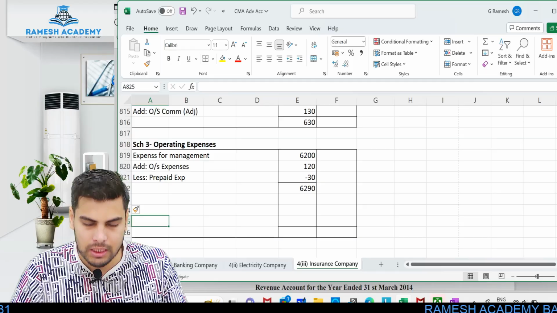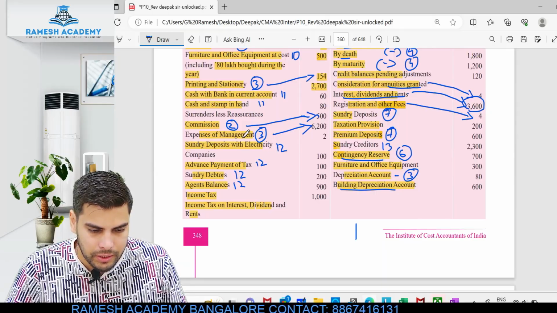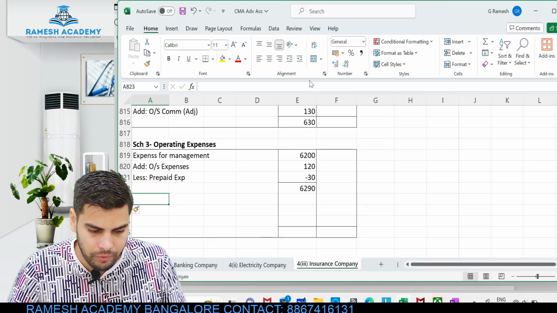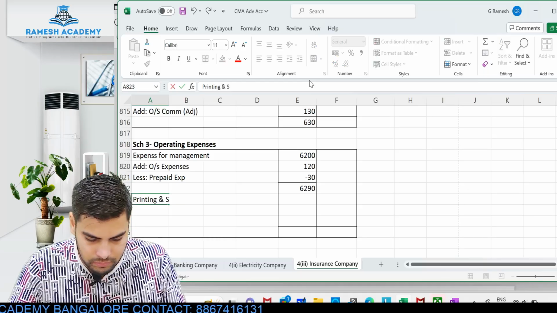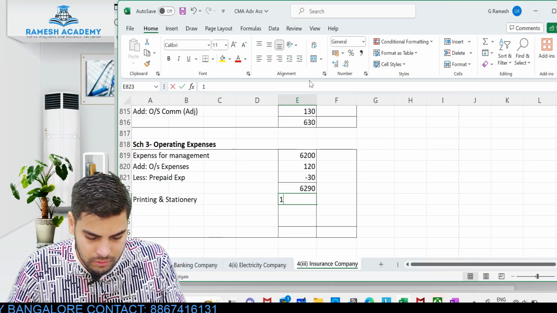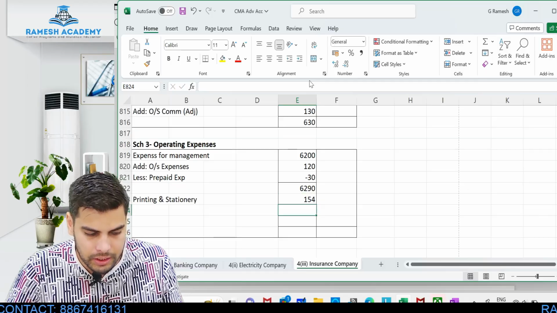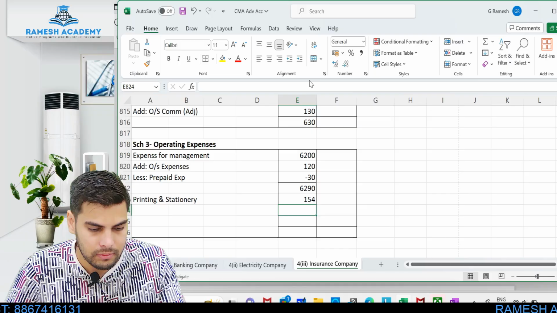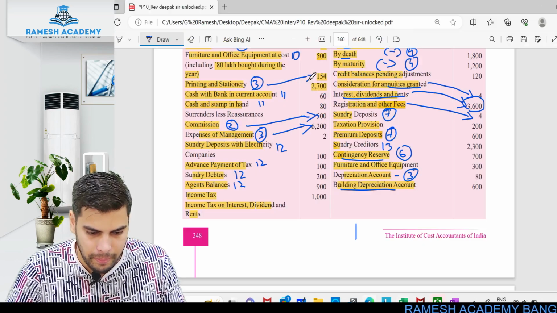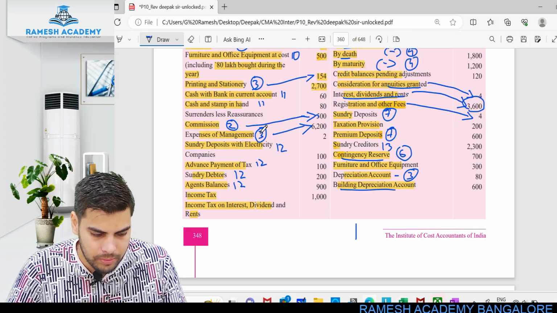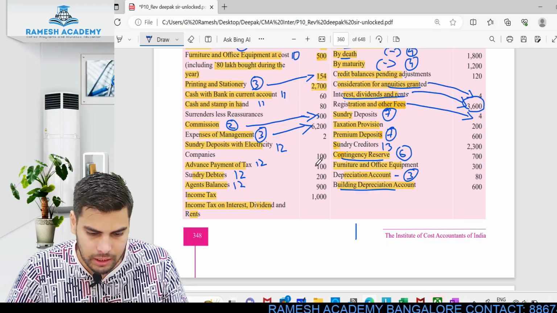Okay, so after this, what else do we have? So after this we have got printing and stationery, right? So printing and stationery, it is 154. Okay, do we have anything else? Yes, printing and stationery is done. Do we have anything else? Check out. Yes, printing and stationery done. Expenses for management is done. Pay paid and outstanding we have taken care.